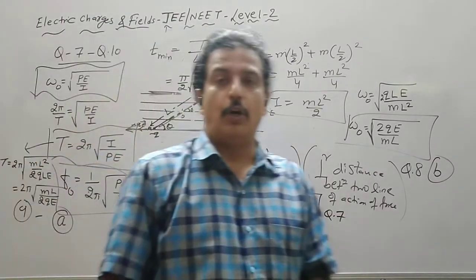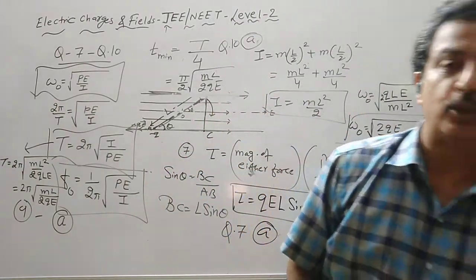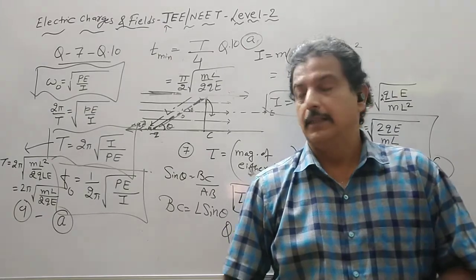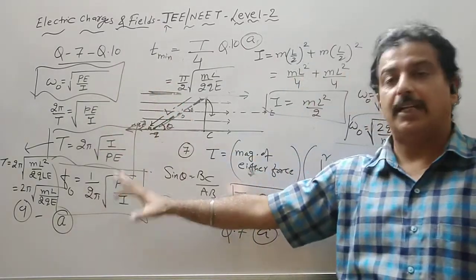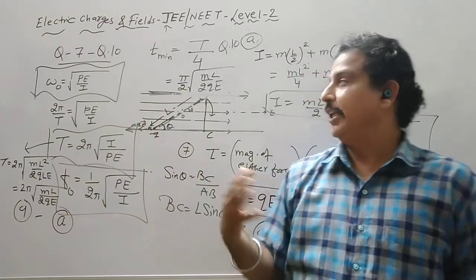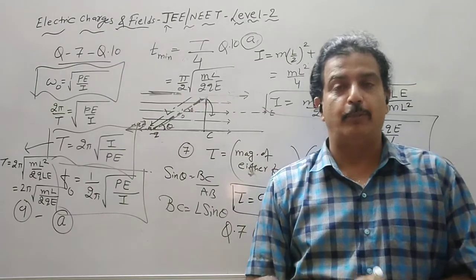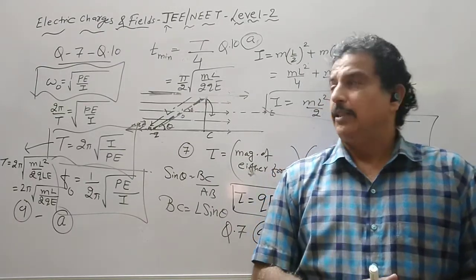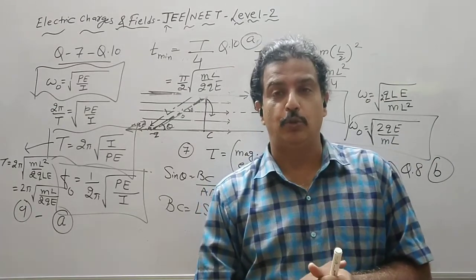So this is all about the extra theory related to dipoles. You have to remember angular frequency, periodic time, frequency, and moment of inertia. You apply the perpendicular axis theorem of the moment of inertia. So these are the 10 MCQs related to level 2.